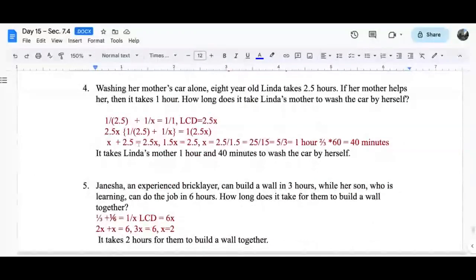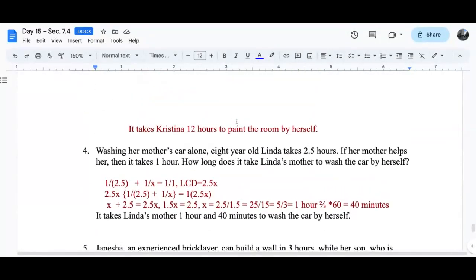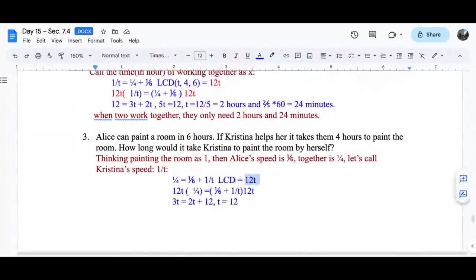Let's see number 4. What is 12t again? 12t is the least common denominator, right? The denominator of this one is 4, denominator of this one is 6, denominator of this one is t. So what's the least common denominator of 4, 6, and t? That's 12t, right? So multiply 12t on both sides.